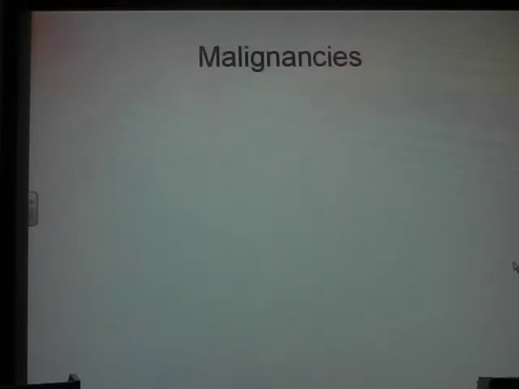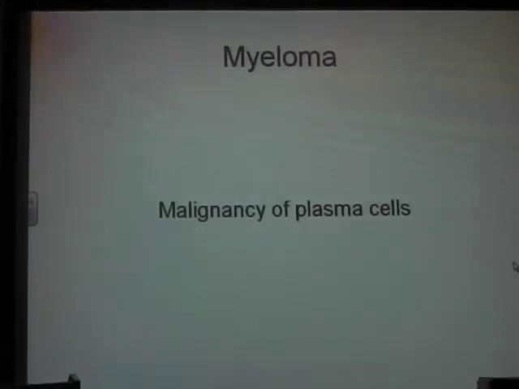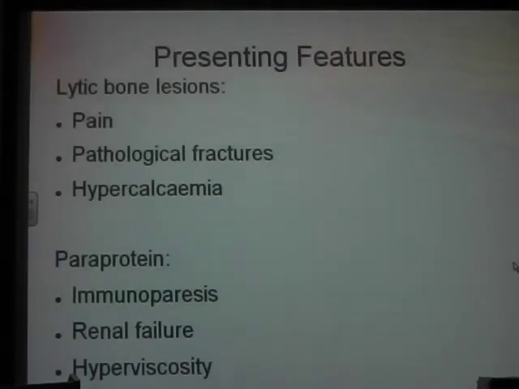Okay, so now we're looking at the malignancies. Myeloma. So malignancy of plasma cells. How does it present? So you can break it up. Basically, your plasma cells are within the bones. They cause lytic lesions of the bones. So people will have bone pain. They'll have pathological fractures. What's a pathological fracture? So it's a fracture that occurs on minimal trauma. And because you're breaking down your bone, your calcium levels will go up.